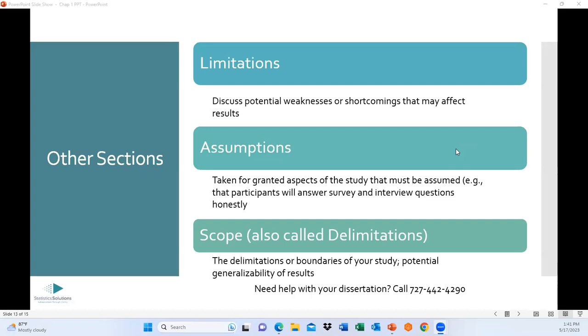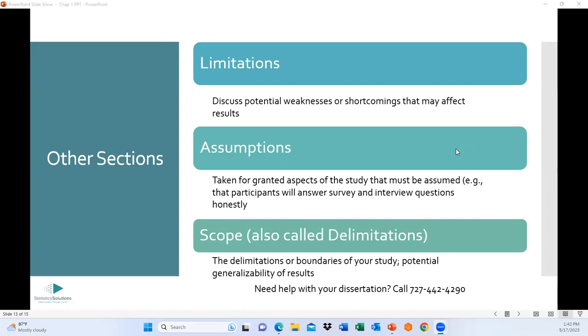That could be a limitation. And in that case, you might need to use a proxy sample. With COVID, we've been through COVID, so that created a lot of research limitations. But anything that might get in the way and might affect your findings, you want to talk about a little bit. Assumptions, these are things that you just have to assume because you don't have control over them.